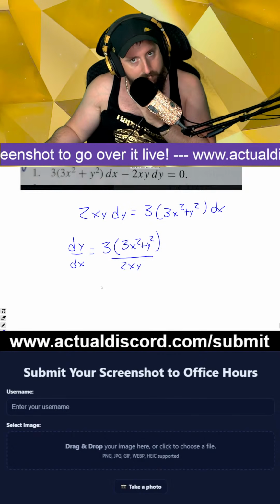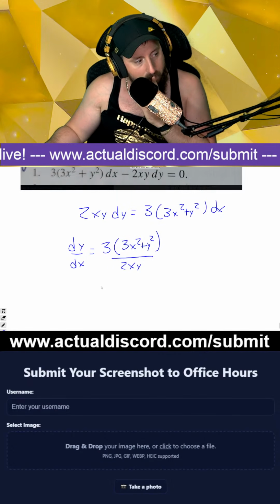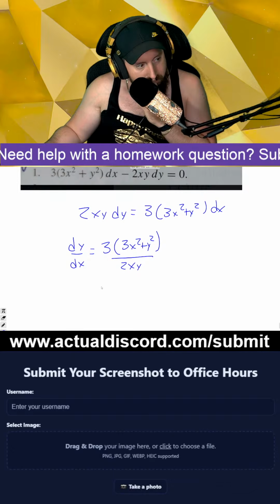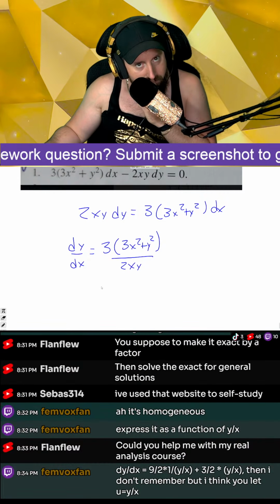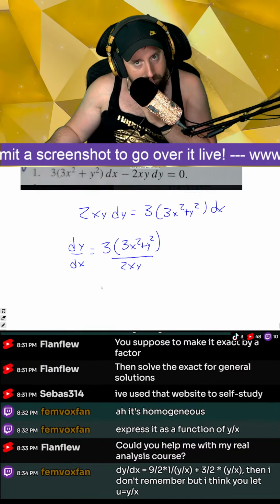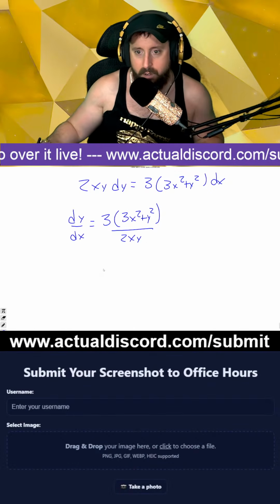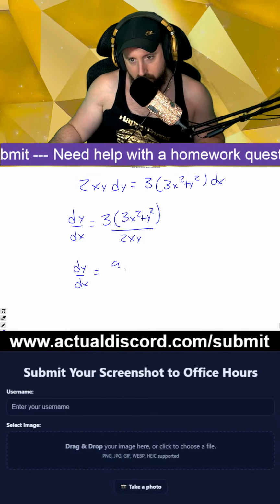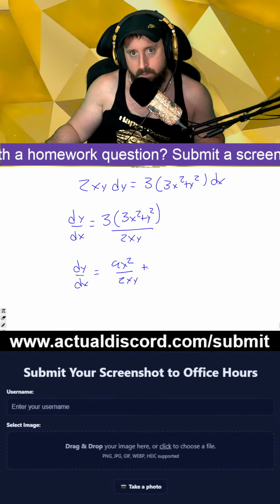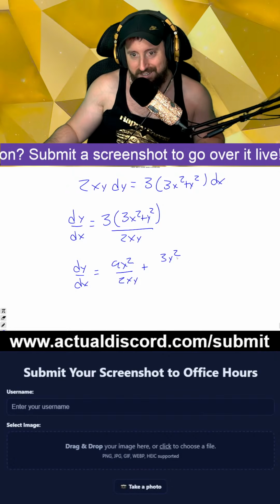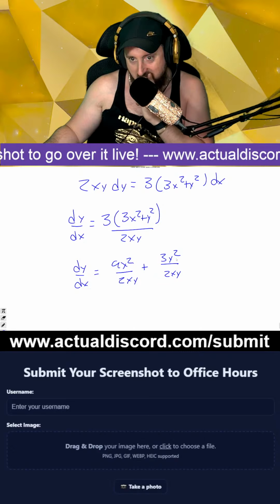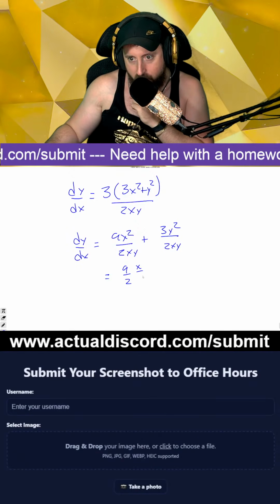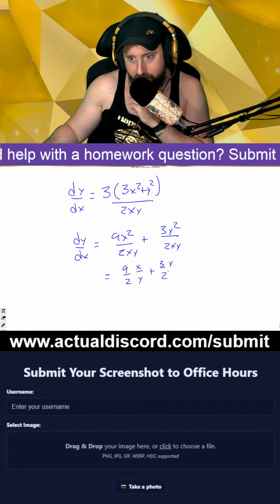Wait. So what do I do next here, Fem? Express it as a function of y over x. Okay, I think I see what you're saying. So let's expand. Okay, sure. 9x squared over 2xy. Yeah, I can definitely help with multiplying numbers. This is kind of fun though. Okay, so then this is equal to 9/2 x over y plus 3/2 y over x. Yeah?